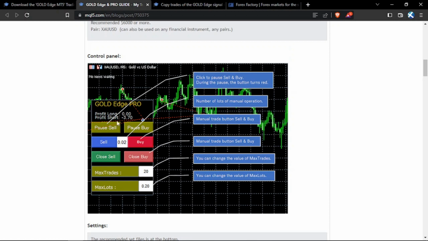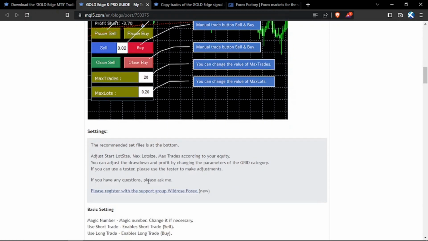The control panel that is recommended to be used to pause during news events shows a pause buy and a pause sell button. You can enter the number of lots for manual operation and use the manual trade buy and sell buttons. It also features a close all button, which can be very useful.